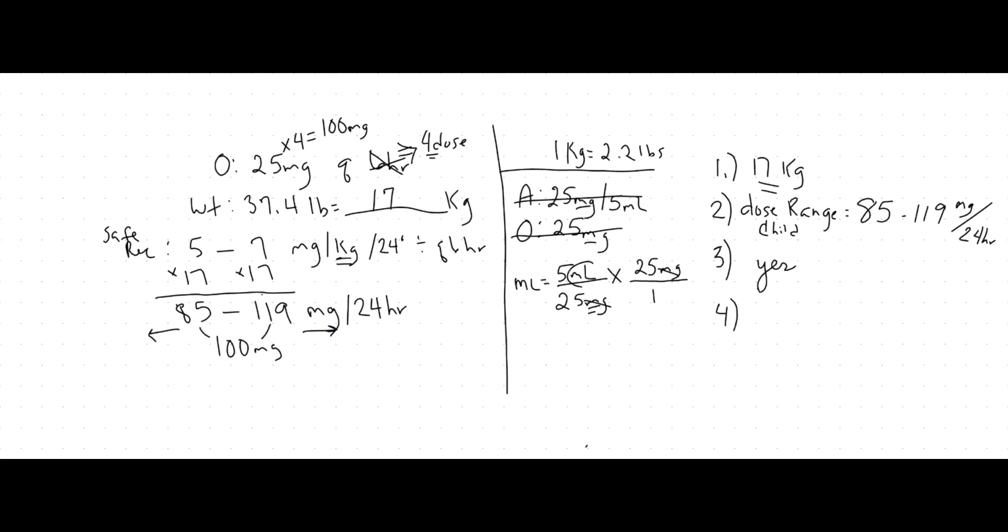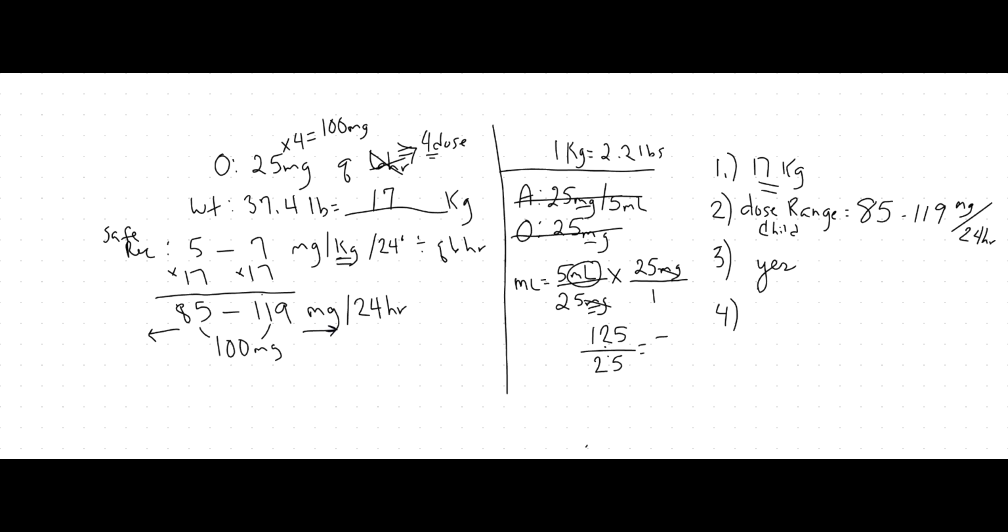5 times 25 is 125. And then 25 times 1 is 25. And then when I divide that 125 by 25, it's going to give me 5 mLs.